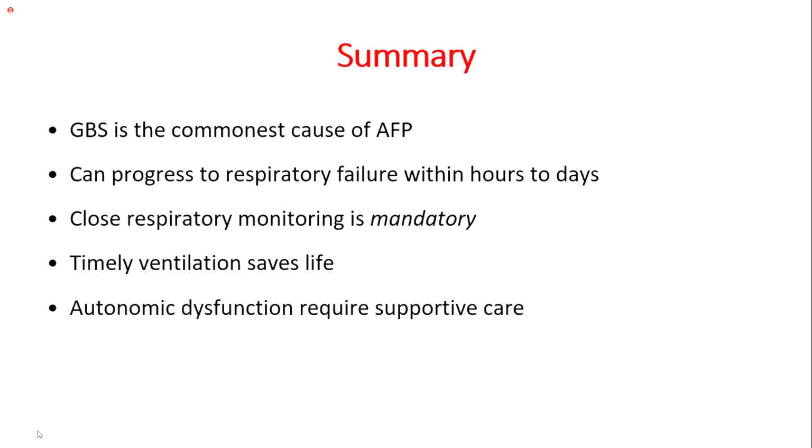Autonomic dysfunction requires supportive care, and if you identify that, you need to get the patient into the ICU. IVIG and plasma exchange are the specific treatment. That is only one of the 5 treatments. I told you the 5 categories. Make sure that all 5 are done in the patient. But the specific therapy is IVIG and plasma exchange, and it has to be given as early as possible.